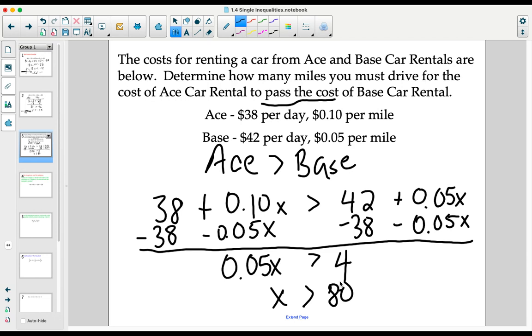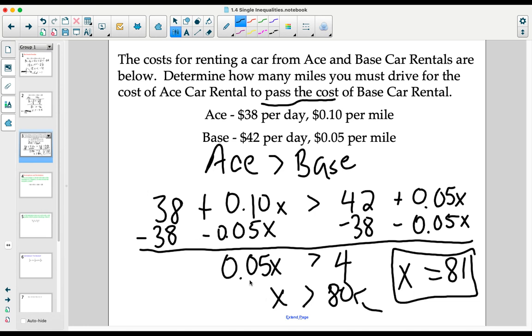Careful with the phrasing of the question. Determine how many miles you must drive for the cost of ace rental car to pass the cost of base car rental. If that's the case, then we want to make sure that we go up to the 81st mile. 80 miles is where we will get equal. 79 won't be enough. We want to go up to the 81st mile.